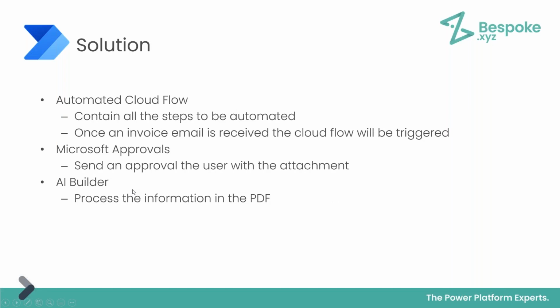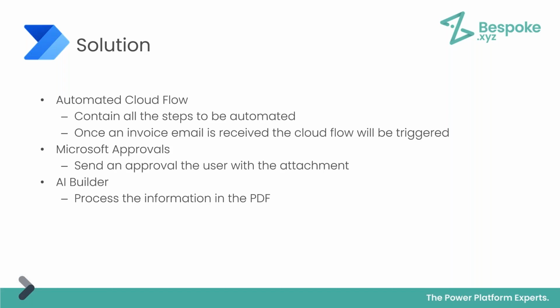So our solution is going to incorporate, number one, an automated Cloud flow. It's going to contain all the steps that we need. The Cloud flow is just going to be our Microsoft Power Automate Cloud flow that's going to contain all of our steps, everything that needs to be automated, everything that the user is doing currently. And it's also going to contain the trigger. So when that email is received, it's going to start the flow.